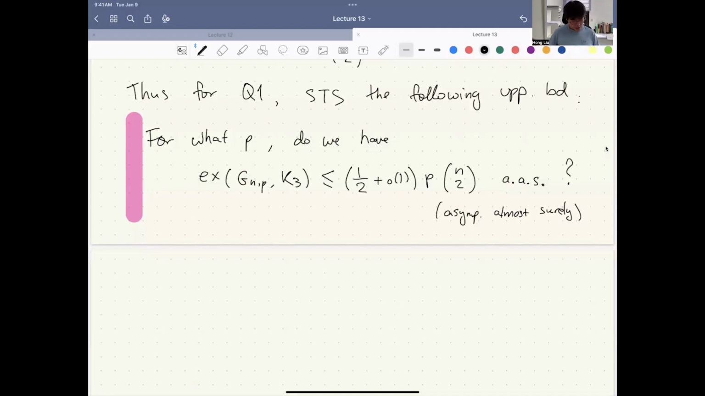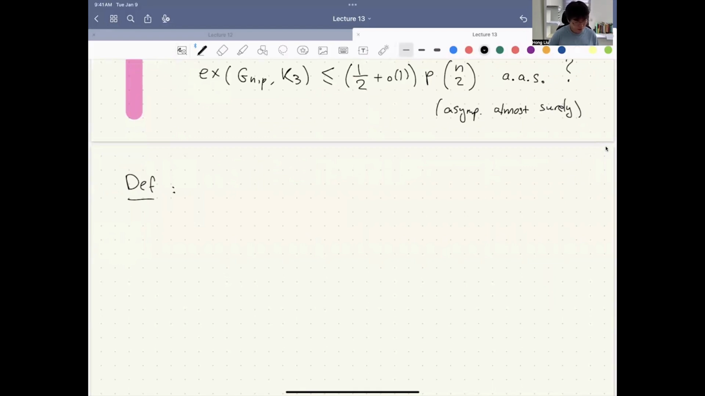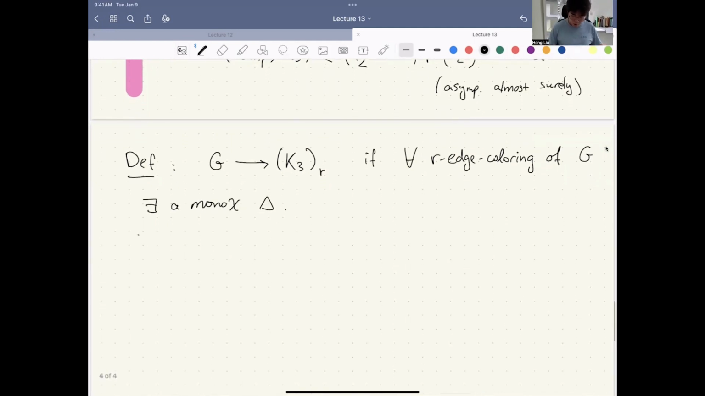So more precisely, let's use this notation. We say that a graph G arrows triangle with r colors, meaning G is r-Ramsey with respect to K3, if for any r-edge-coloring of G, there is a monochromatic K3.